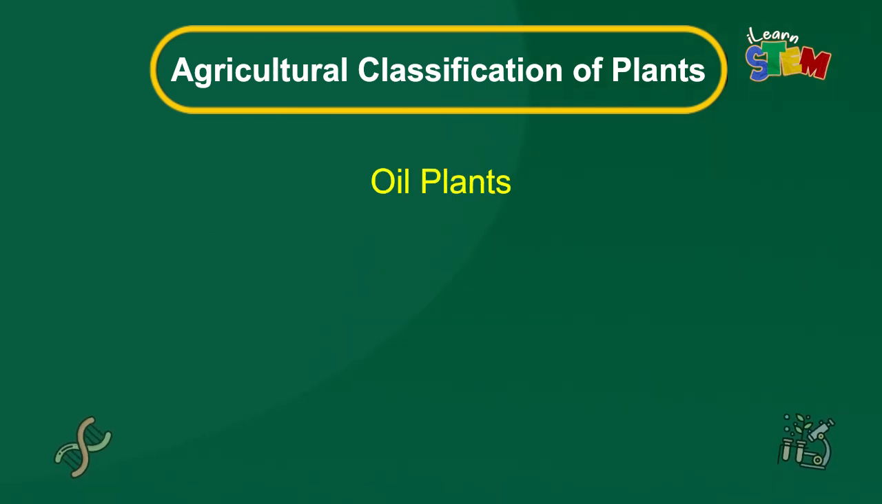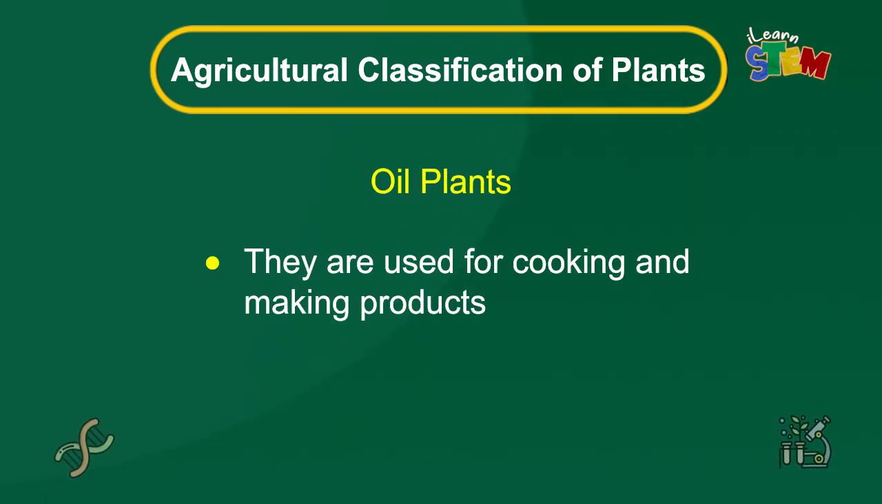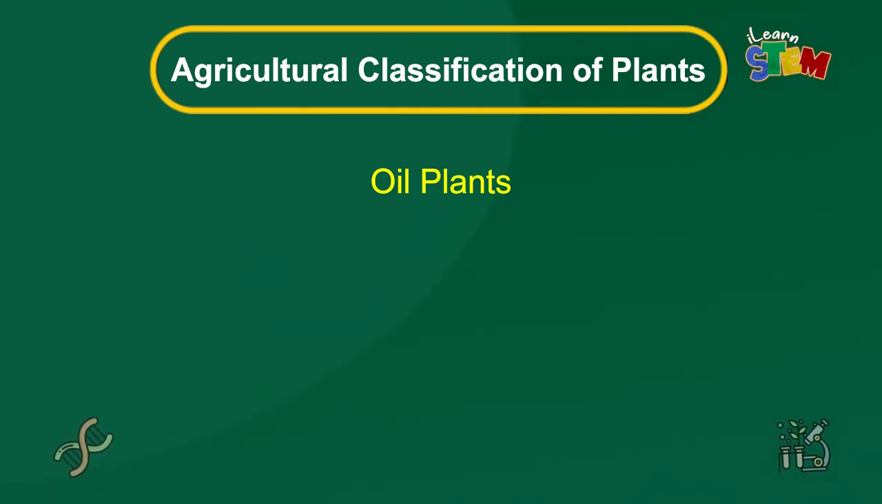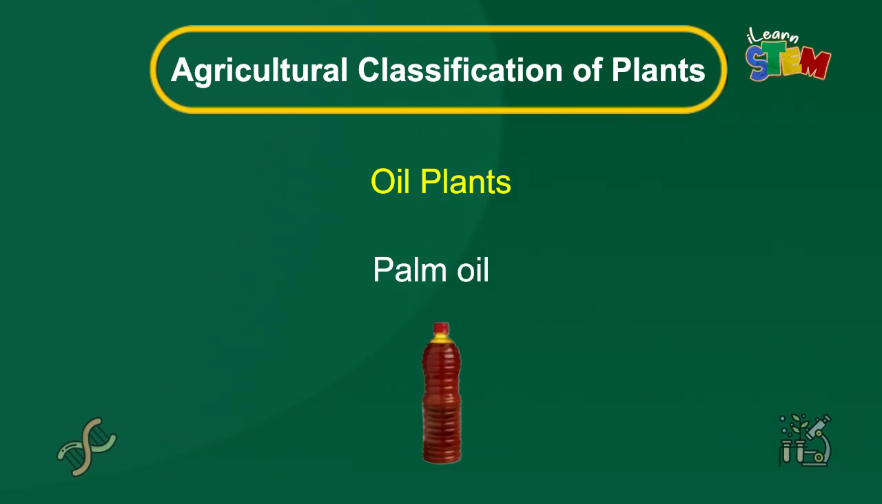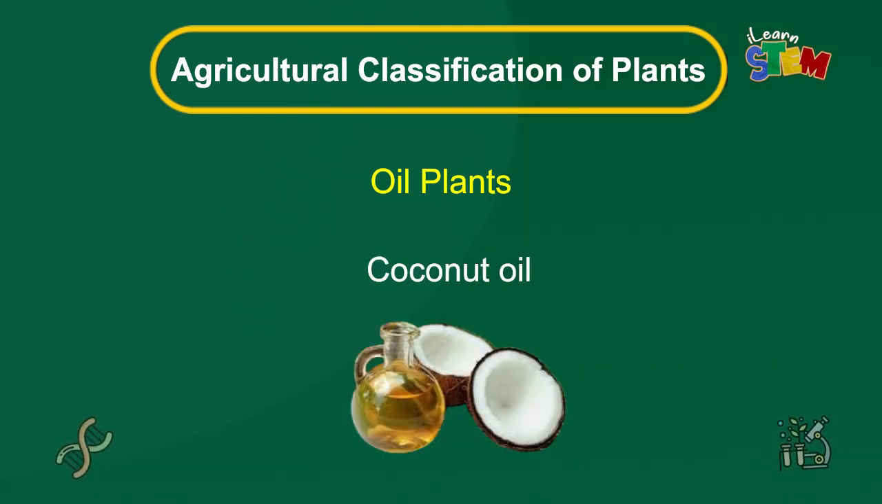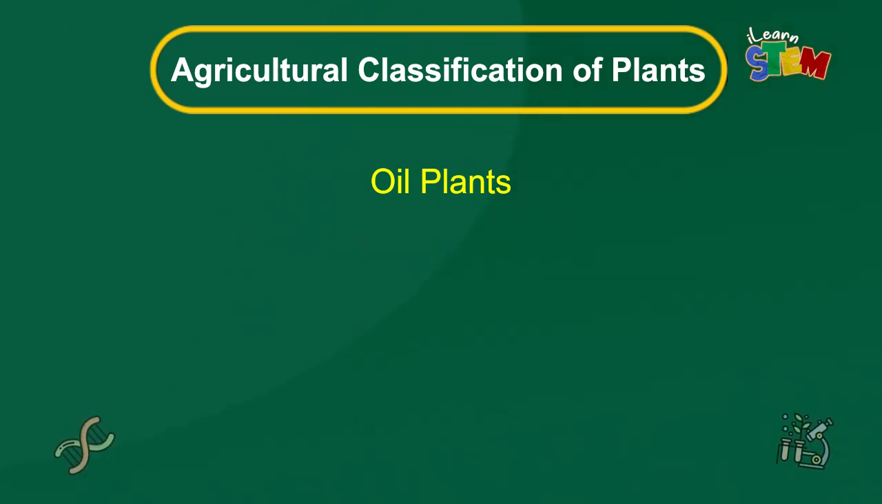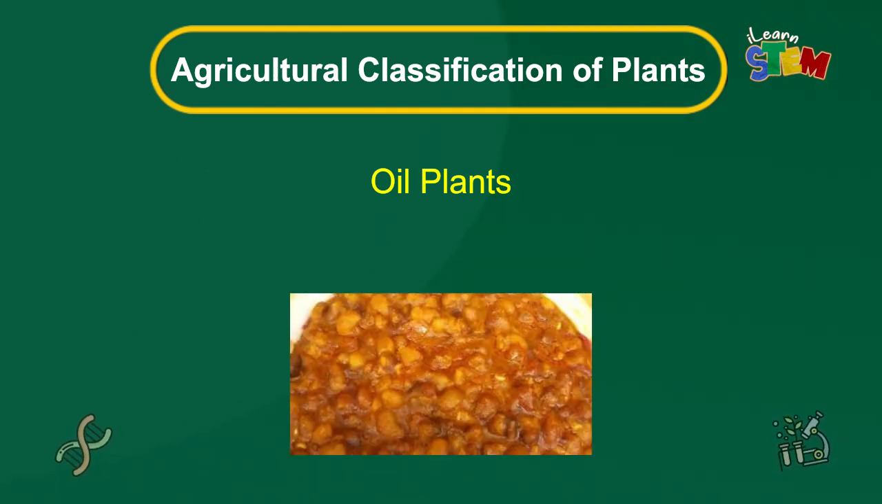Next, we will look at oil plants. Oil plants are used for cooking and making products. Some of the products of oil plants are palm oil, coconut oil, and groundnut oil. Palm oil is what gives the beans its rich, red color.